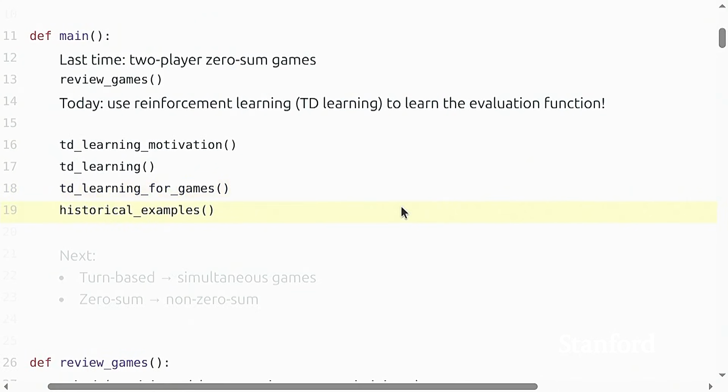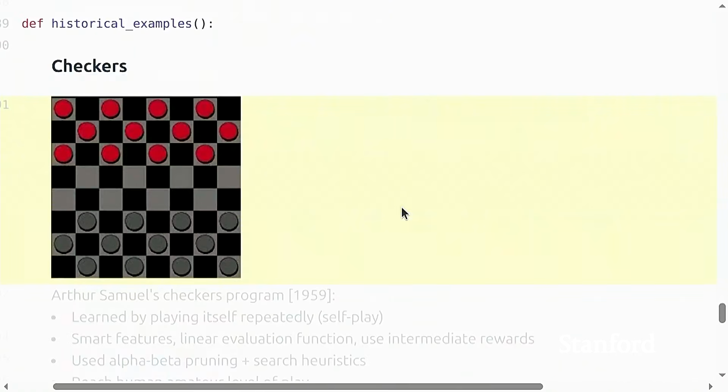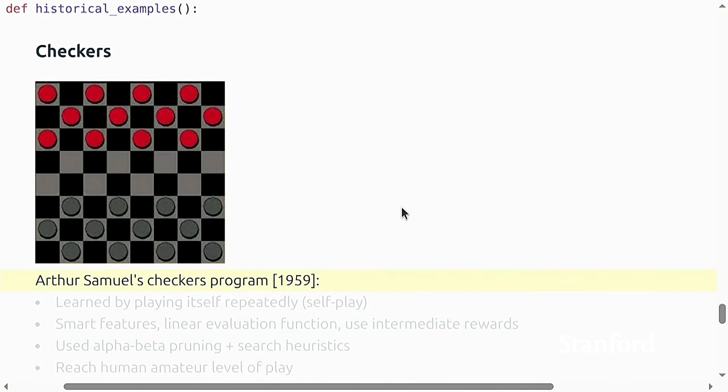Next, I'm just going to go through this part, which isn't technical, but I think it's interesting to reflect on some historical examples where machine learning and reinforcement learning have been useful in game playing. I think I mentioned this on the first day of lecture. Checkers was a very early example of where learning was helpful. Arthur Samuel in 1959 trained a checkers program, and it learned by playing itself repeatedly. So this is perhaps one of the earliest examples of self-play in action.